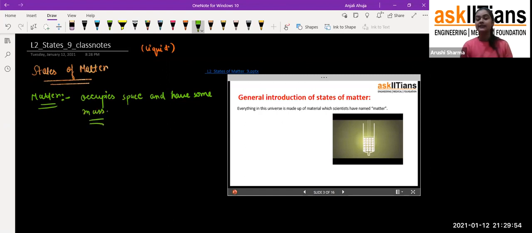Students, from your childhood to this age, you have seen so many things around yourself. Like this pen is around me, the tablet, the laptop, the table, the chair, there are so many things around us. All of these things present in our environment or surroundings, we name as matter. Why do we call them matter? Because I have told you the definition: matter is something which occupies space and has mass.